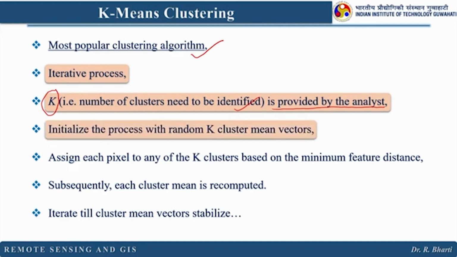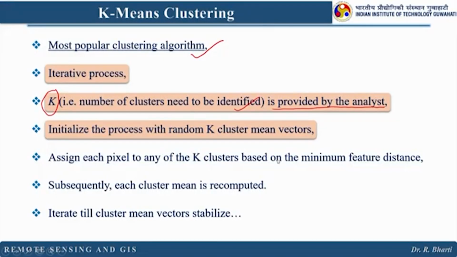So the process will initialize randomly. Random k cluster means will be identified. Suppose you have given 5 classes, but the system may start from maybe 100 in the first iteration, based on their position and whether they are close to each other. So randomly the system will identify 100 clusters, then slowly it will converge to your given k value, right?